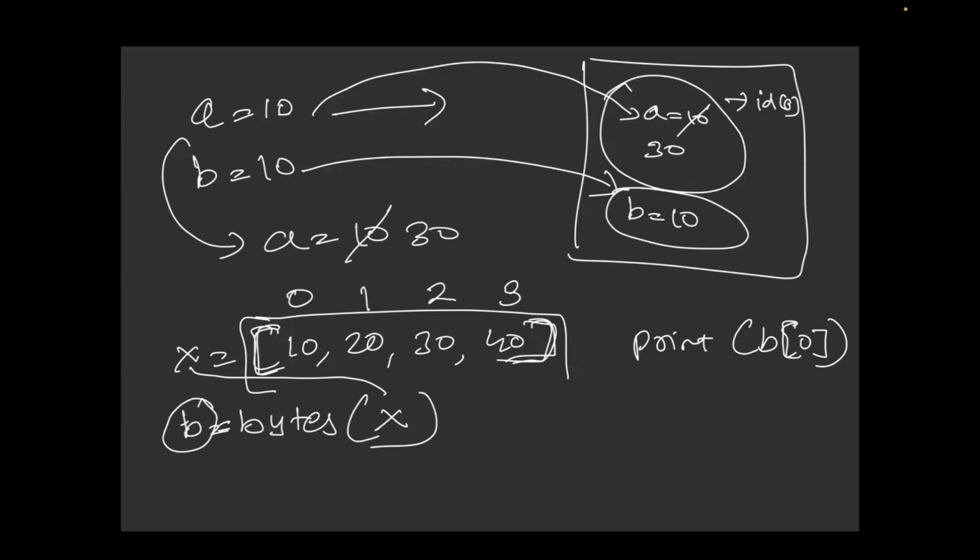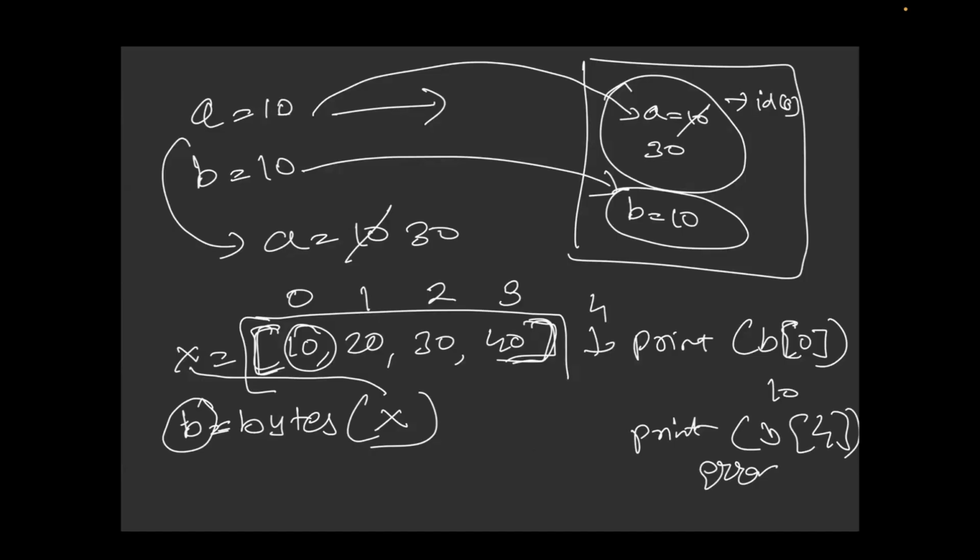So what is print of B here? What is the 0th position, guys? 10. What is print of B of 4? Can anyone tell me? Error, sir. This is an error because we don't have a fourth variable. The fourth variable is empty, so we will get an error.